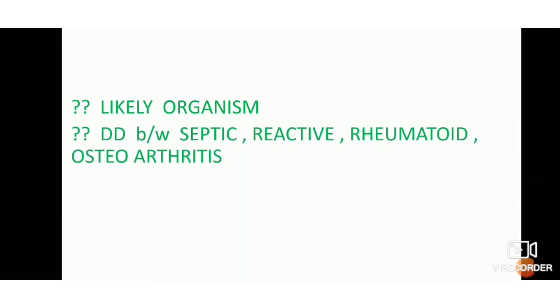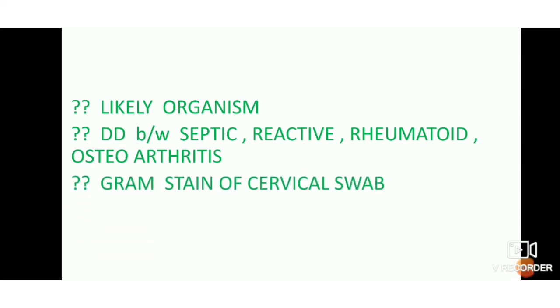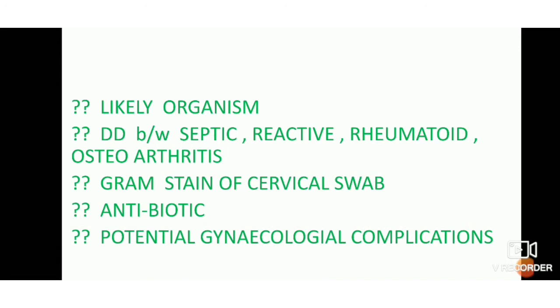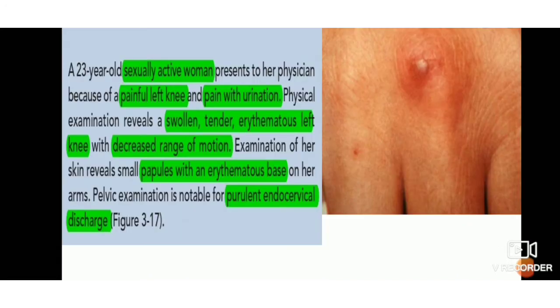What is the differential diagnosis for her arthritis, that is, whether it is septic, reactive, rheumatoid or osteoarthritis? What is the gram stain of the cervical swab? What is the antibiotic appropriate for this patient? And what are the potential gynecological complications due to the condition?